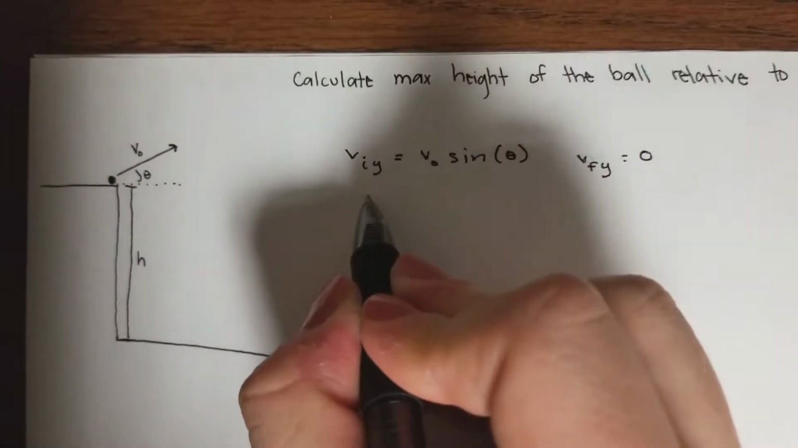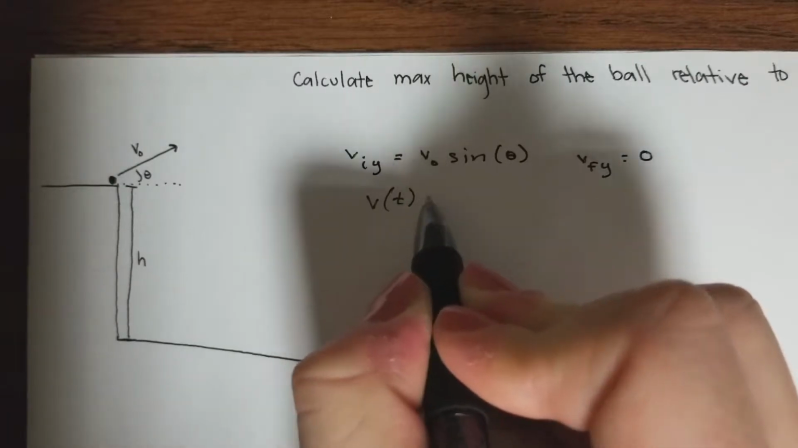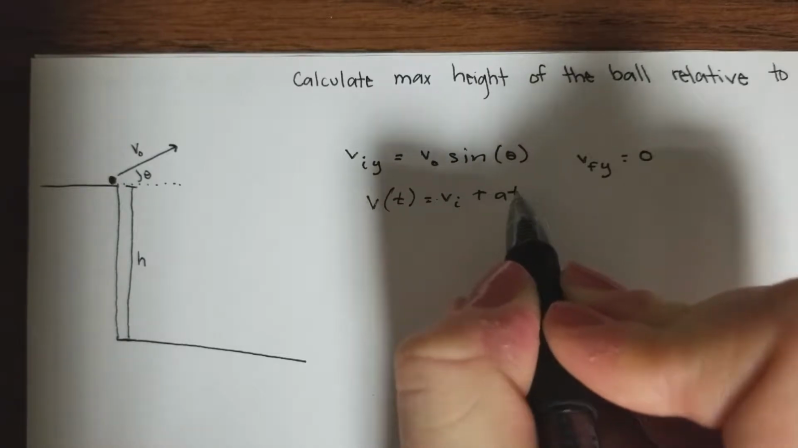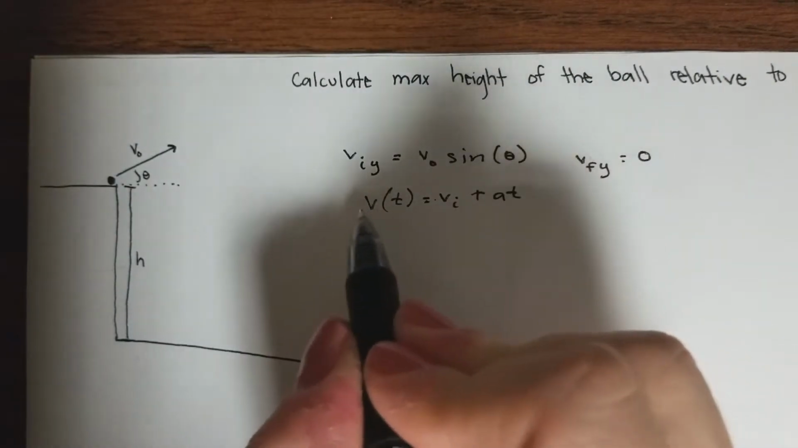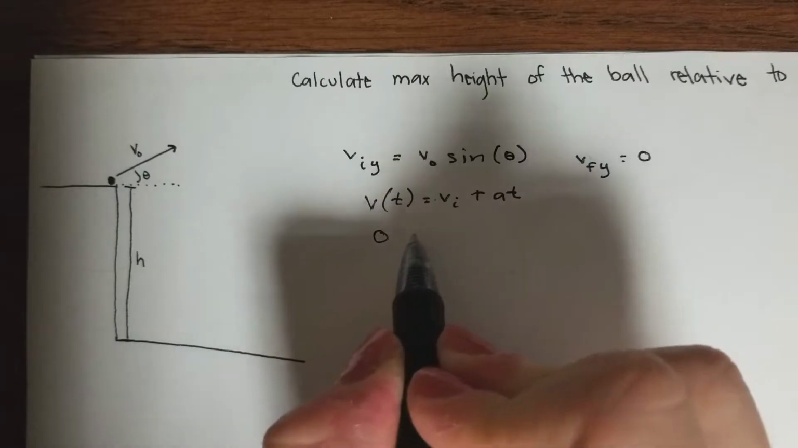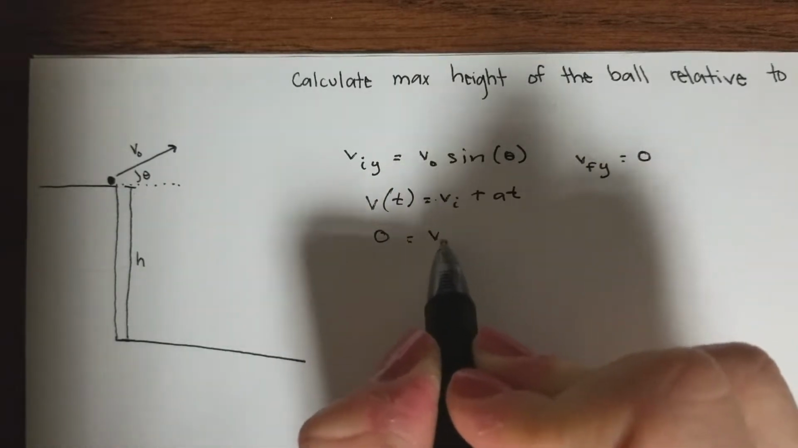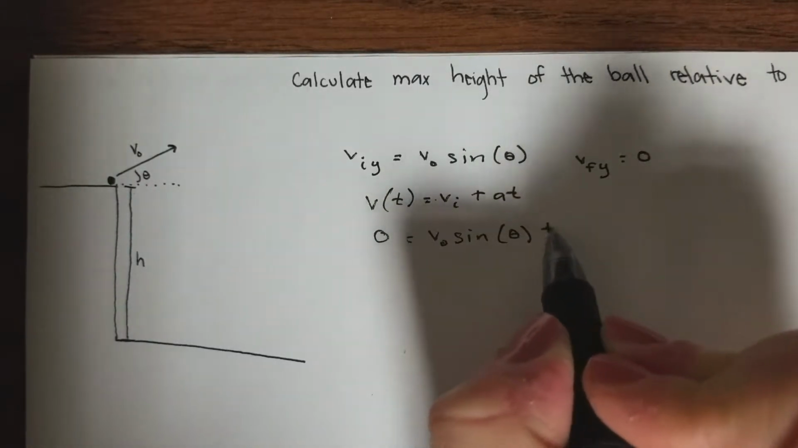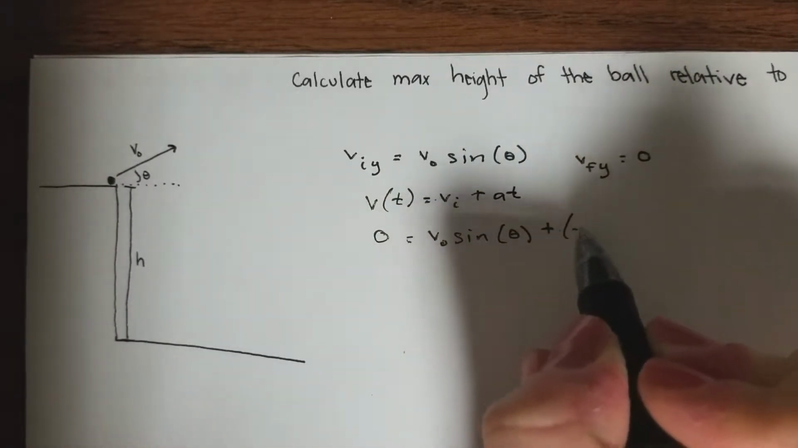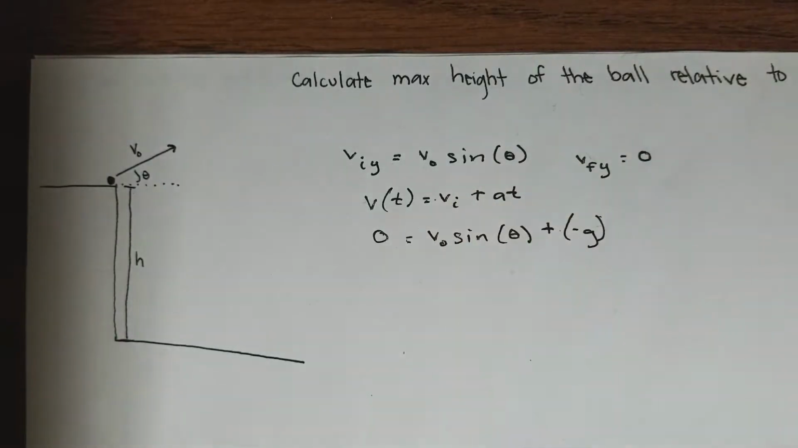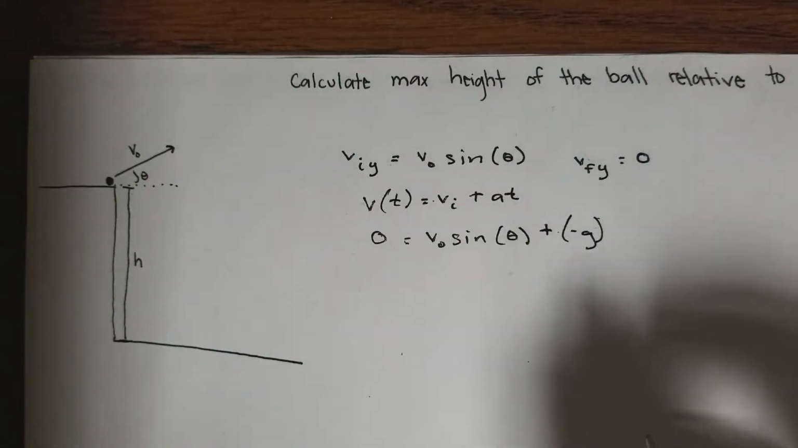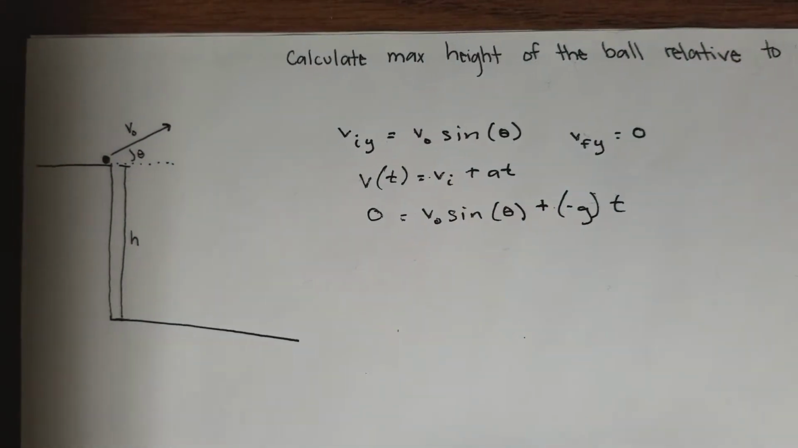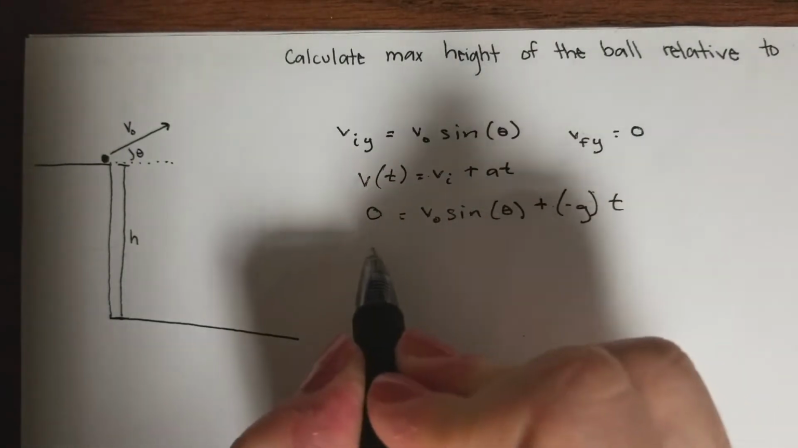So we are going to use the formula v of t is equal to v initial plus a t, and we can plug in v of t is going to be v final, so 0 is equal to v initial, v naught sine of theta, plus a is going to be negative g, where g is the acceleration due to gravity, which is 9.8 meters per second squared, and then t, because that's what we're looking for. And so we can then solve that.